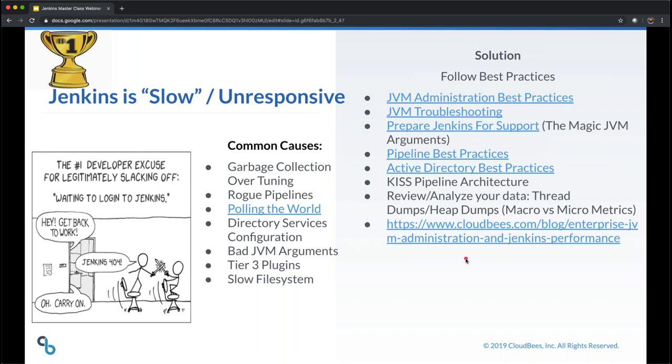There's the possibility of rogue pipelines, where all these jobs are pulling the world and pulling down all these HTTP requests, ultimately causing server slowness. Tier 3 plugins can have an effect on this. There's also the slow file system that could be in play. Ultimately, we've got best practices that address all of these common causalities. But the number one thing is to keep monitoring these things using those micrometrics that we talked about.